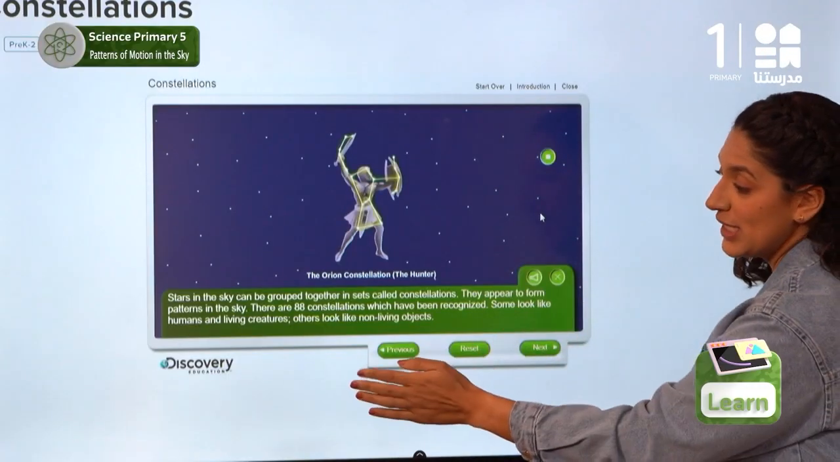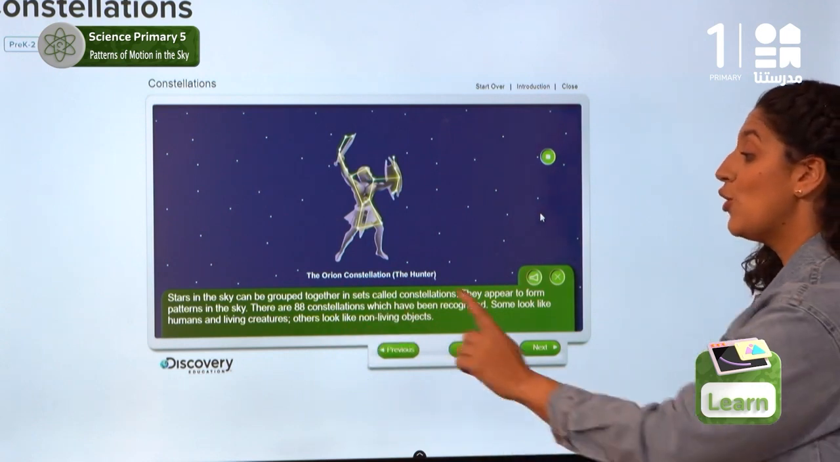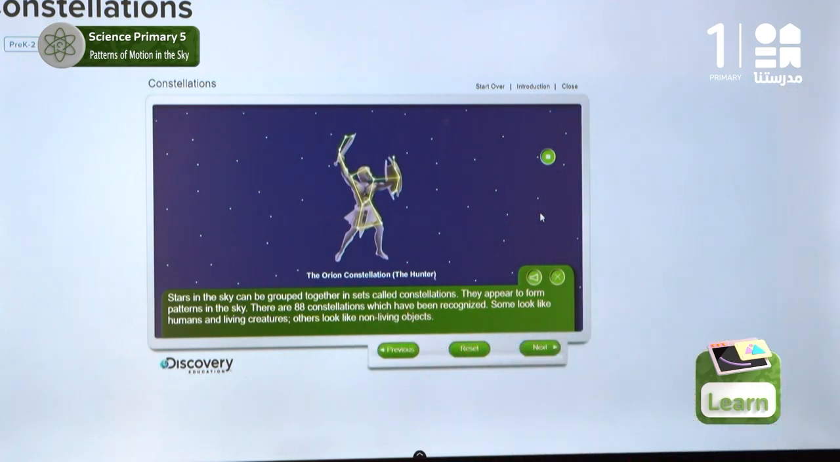Some look like humans and living creatures. Others look like non-living objects.